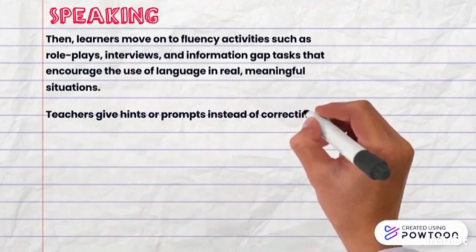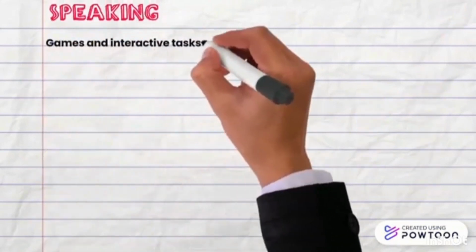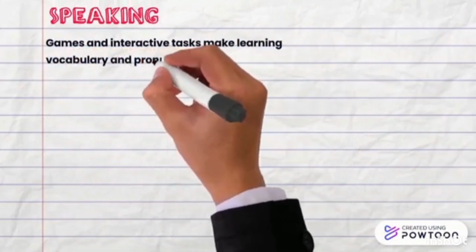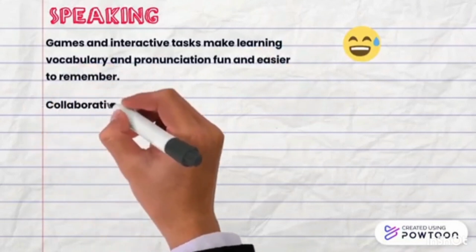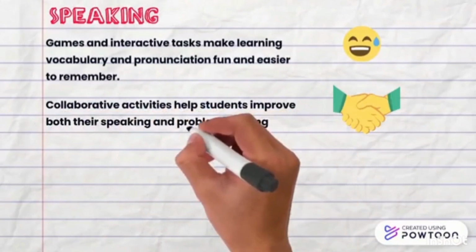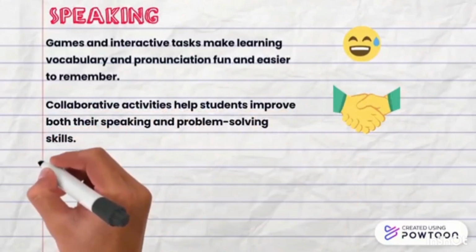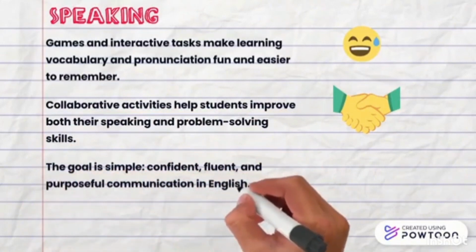Teachers give hints or prompts instead of correcting every mistake. This helps students self-correct and become more independent and confident. Games and interactive tasks make learning vocabulary and pronunciation fun and easier to remember. Collaborative activities help students improve both their speaking and problem-solving skills. The goal is simple: confident, fluent, and purposeful communication in English.